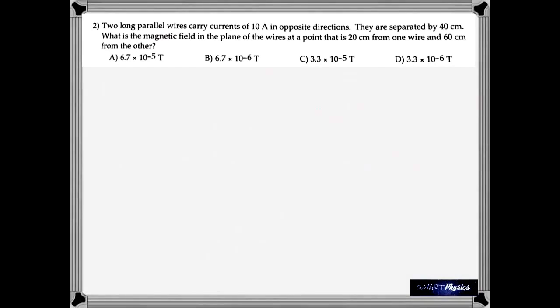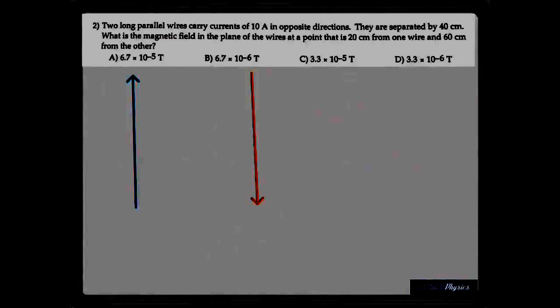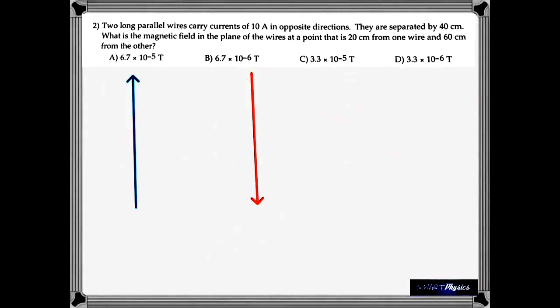In the second question, the two wires are carrying currents of 10 ampere in opposite directions. They are separated by 40 centimeter. You have to find the magnetic field in the plane of the wires at a point that is 20 centimeter from one and 60 centimeters from the other. So that's one, that's the second conductor. Both are carrying currents in opposite directions, as you can see.